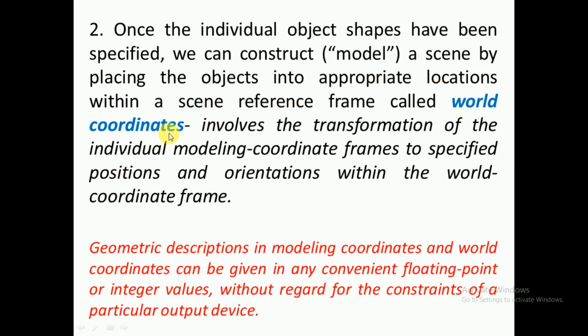It involves the transformation of the individual modeling coordinates. World coordinate is nothing but this: you may require to translate, you may require to rotate, you may require to scale down, scale up. All these transformations you have to do. Means the back wheel may come front, the front wheel may go back side. At that time you have to translate, you have to move those objects. This is what involves the transformation of the individual modeling coordinate frames to specify positions and orientation within the world coordinate frame. Means everything has to come in only one coordinate system.